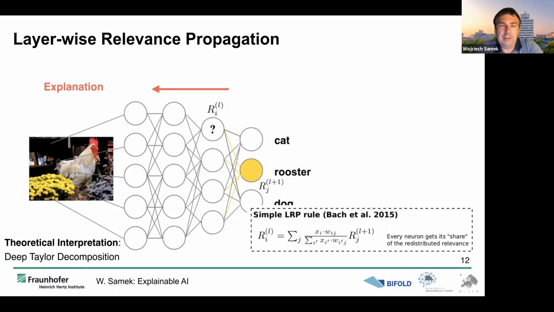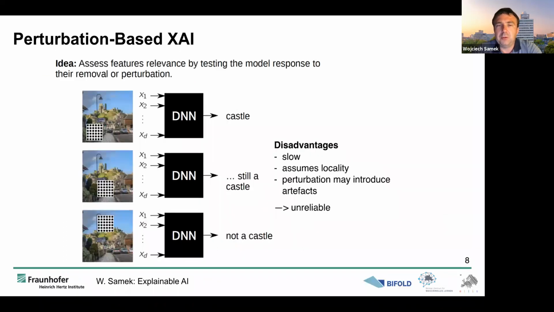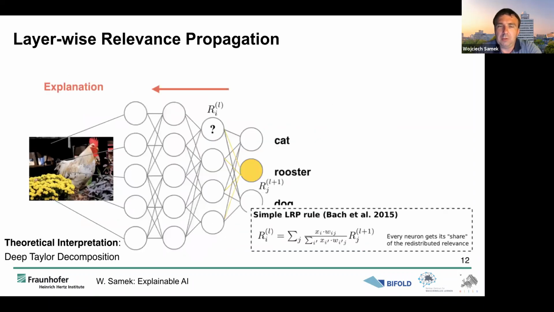But there's a price to pay, which is that you need to know the structure. You need to know the inner details of the network. For example, in the perturbation-based approaches, you don't need to know anything about the model. You just observe its reaction to the changed input. Here, you need to know all the details. But in many cases, we have access to the internals. So why not use it to simplify the explanation process?